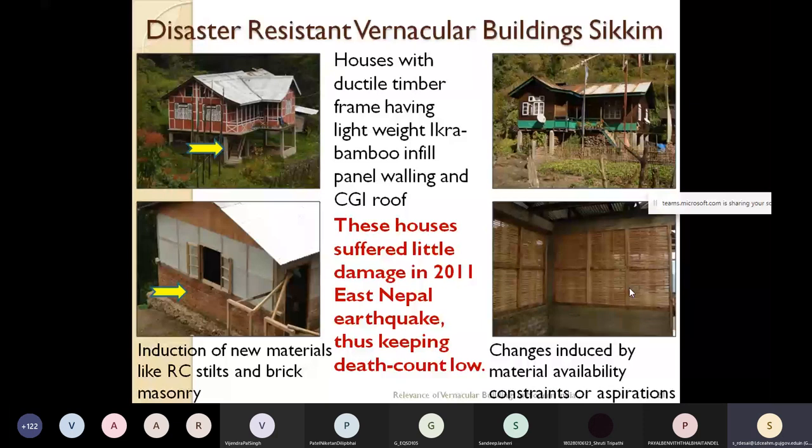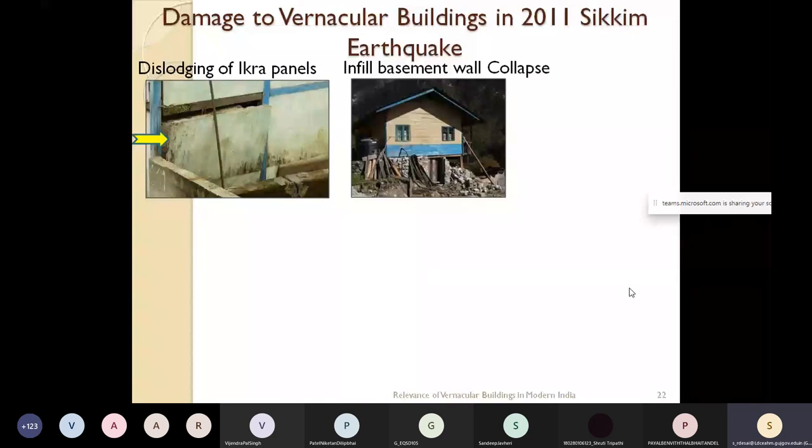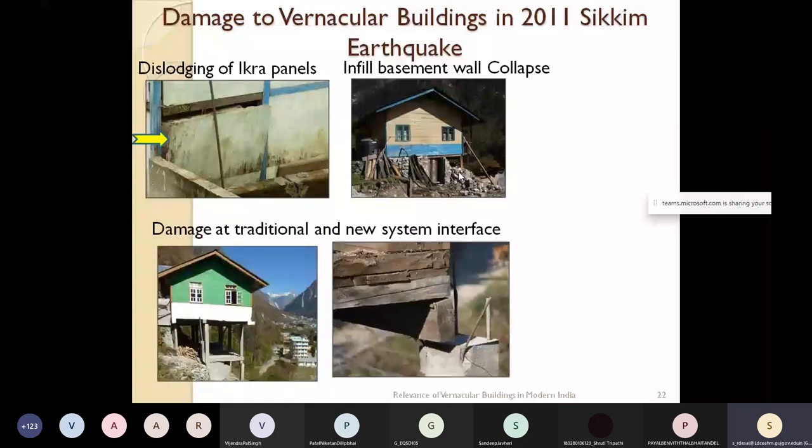Now, interestingly, what happened to the modern buildings? Sorry, still, this is a look at the traditional system, the damage. Here was the dislodging of an infill panel. There may be deterioration of the infill, or some bit of shaking, and the panel came out from the frame. Here in this building, the infill random rubble wall, which provides an enclosure maybe for the animals at the bottom, has collapsed. Here is an interesting house with the traditional system at the top and the modern RC stilt system at the bottom.